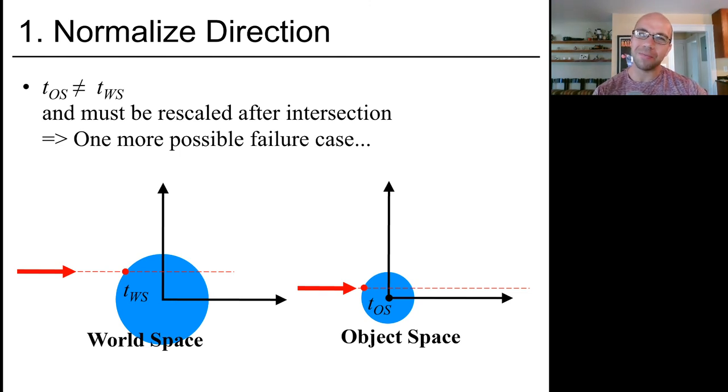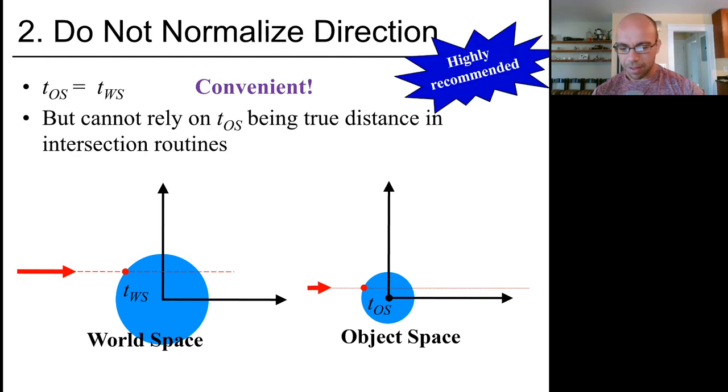Okay, let's go over those two options in more detail. In the first one, I transform my ray, and then I have a ray in object space, but its direction is not unit length, so I normalize it. But when I do that, I end up with a problem, which is that the t in object space is not the same as the t in world space, so I have to rescale, and that's yet another opportunity for a bug and for extra floating point arithmetic. So the preferred option is to just leave the direction alone, but make sure that when we write code for intersecting rays with objects, we account for the fact that the direction vector of the ray may not be unit length.